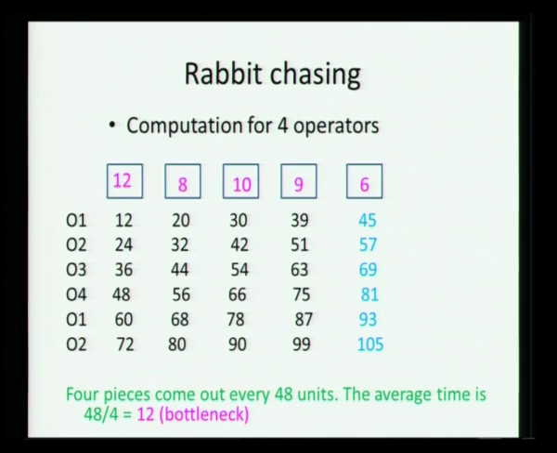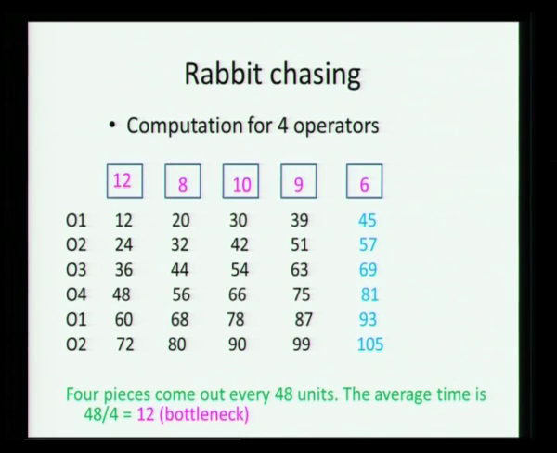For 3 operators, the total by number was 15, which is more than 12. So, the output was a piece every 15 time units. With 4 operators, 45 by 4 is less than 12. So, 12 dominates. Now, at steady state, the output will be 12 time units for every piece. If we do this computation for 5 operators, again we can show that the output will be only 12 time units, which is the bottleneck time.